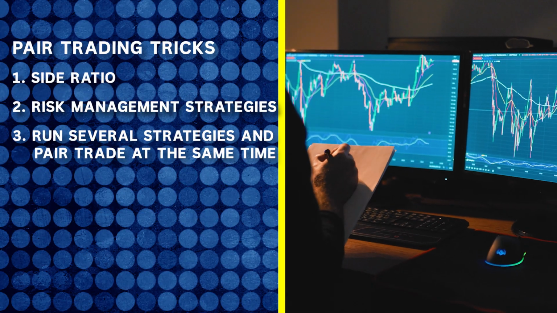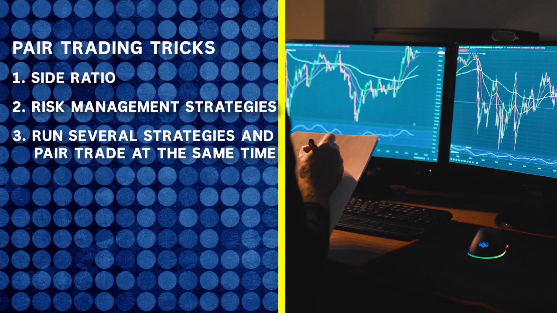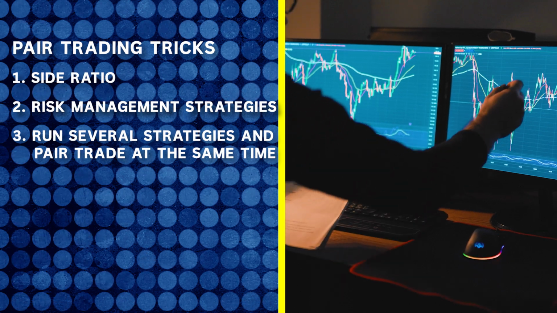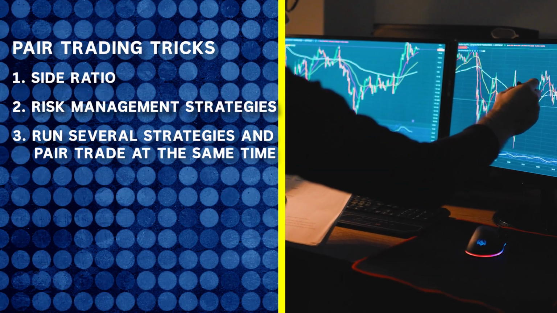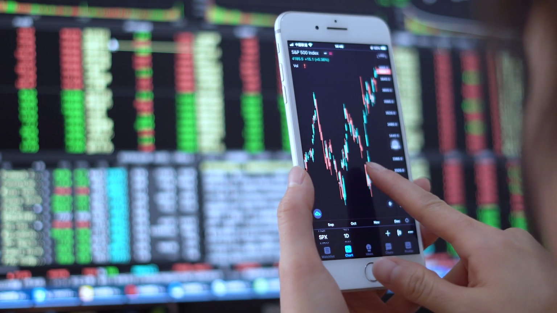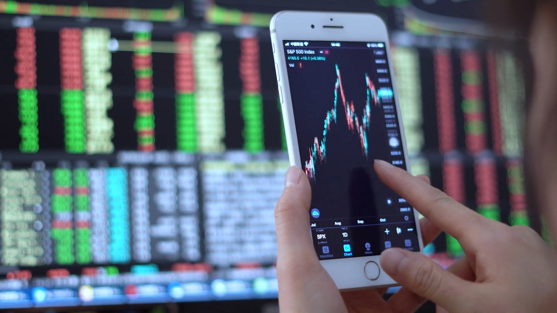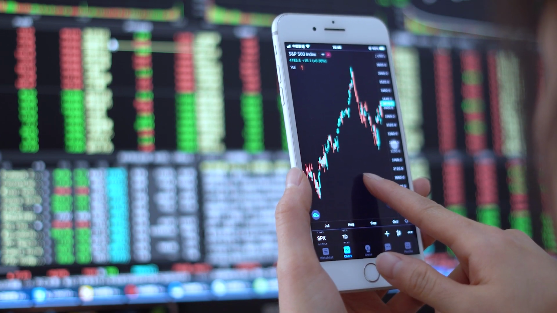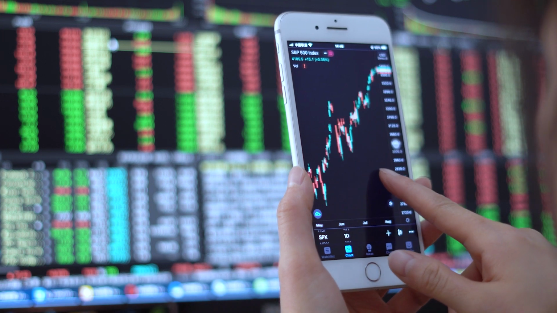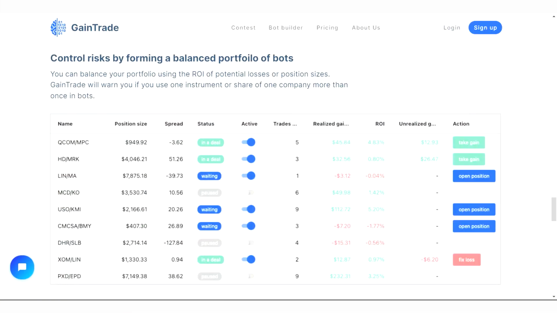Another tip is to run several strategies and pair trades at the same time because it will actually increase your chances of success while reducing risk. Now, the simple reason is like in directional trading, you don't want to put all your eggs in one trade in case that it doesn't work out for you. Now, like hedge funds, you want to utilize a portfolio diversification strategy where you run numerous strategies on various pairs rather than concentrating your entire capital on one strategy or one trade.